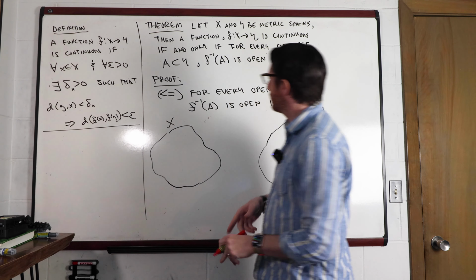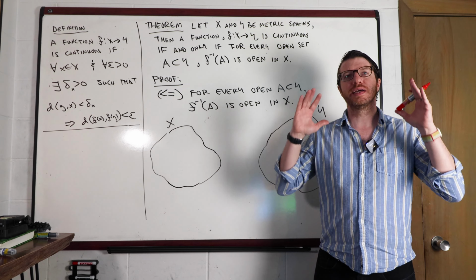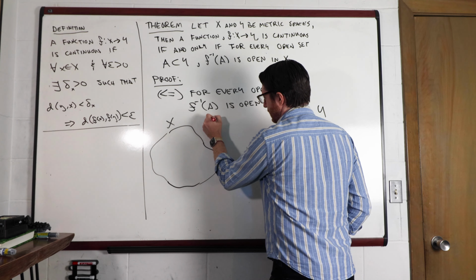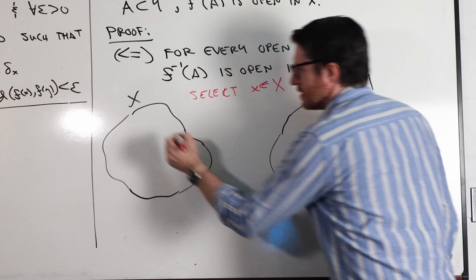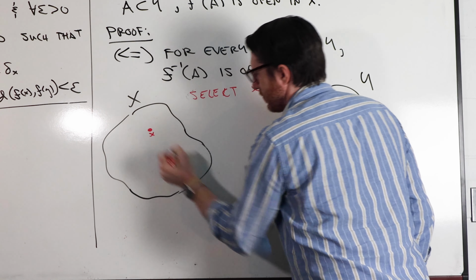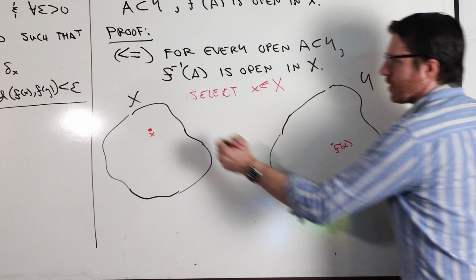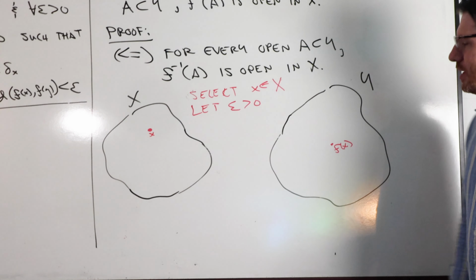Okay. So what we're going to do is we're trying to show that this function is continuous. So what we need to do is first select some x inside of X, right? So we're going to get this guy here, x. And over here we're going to have a corresponding f of x. Now what we're going to do is let epsilon be greater than 0, and now we're going to try to find a delta.